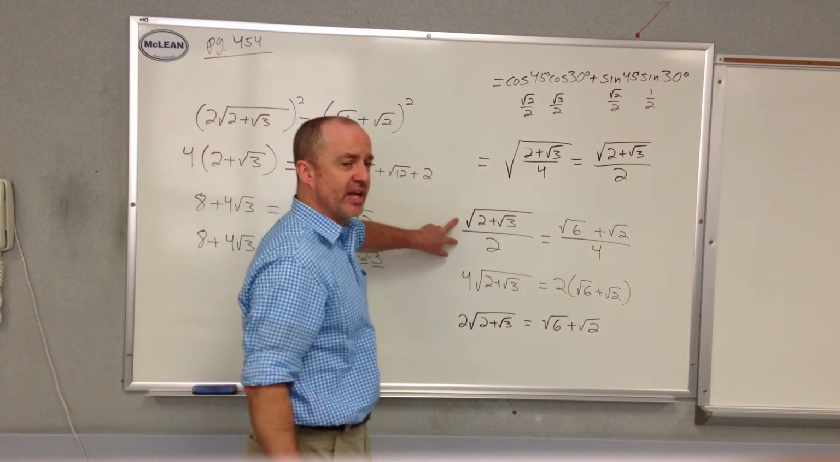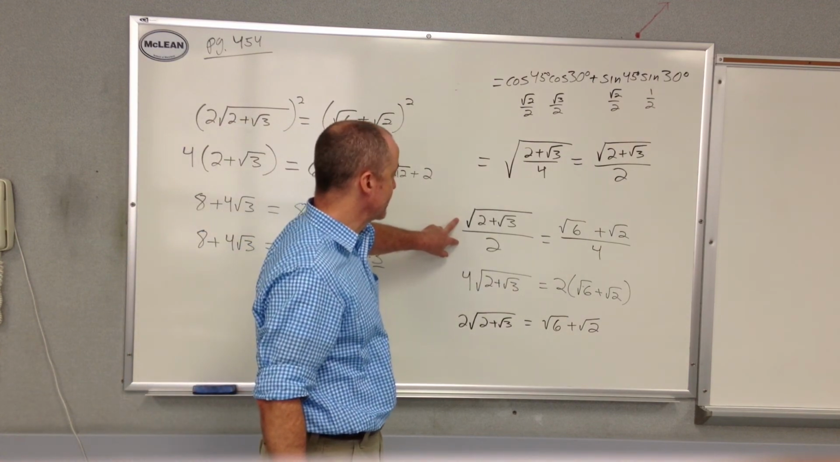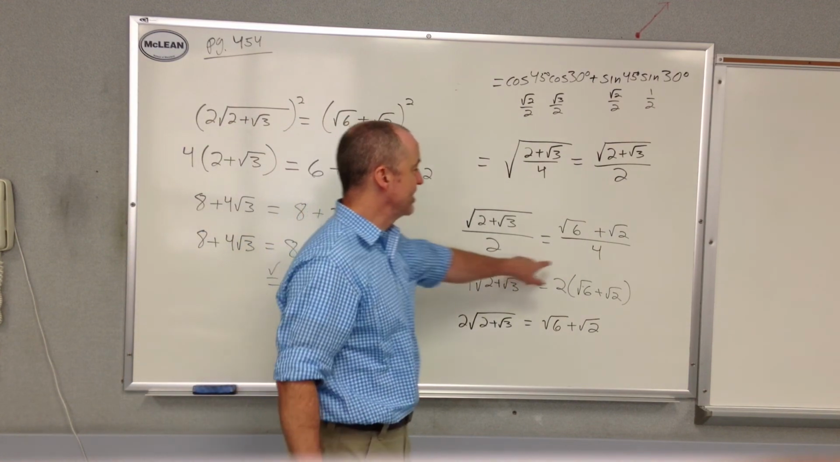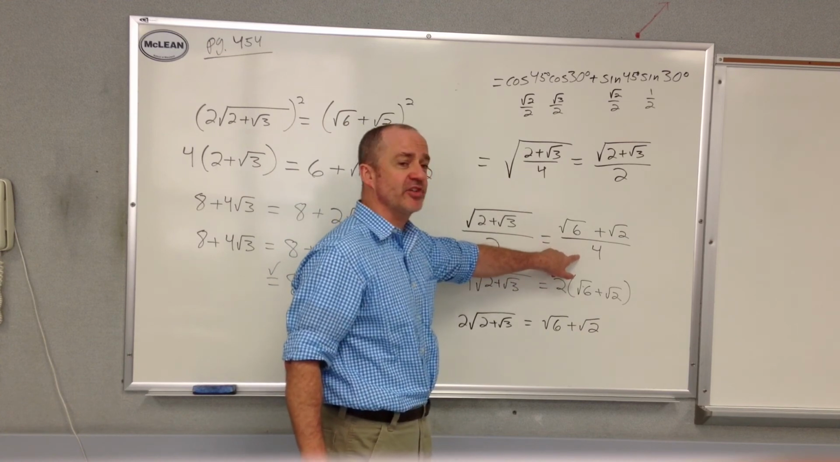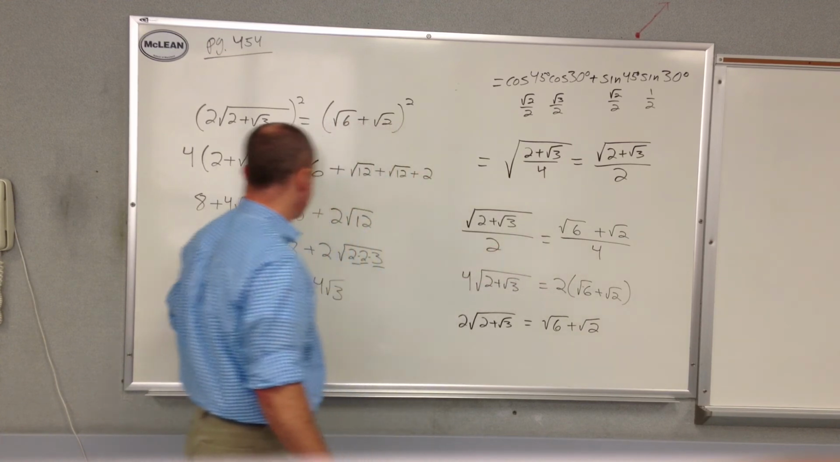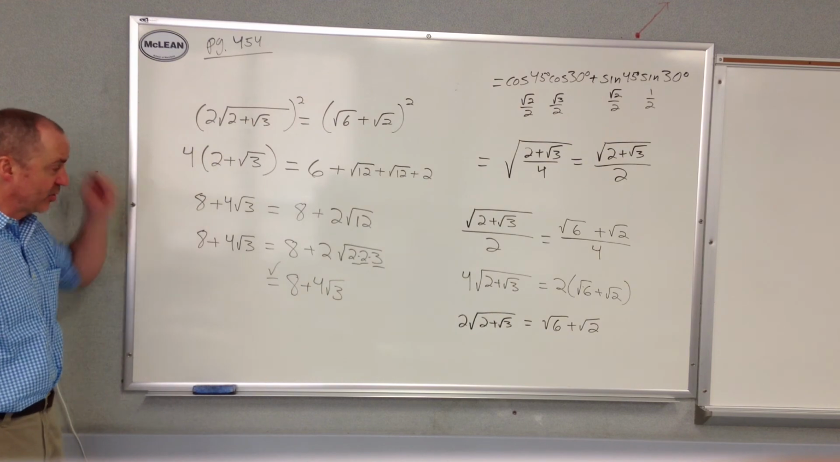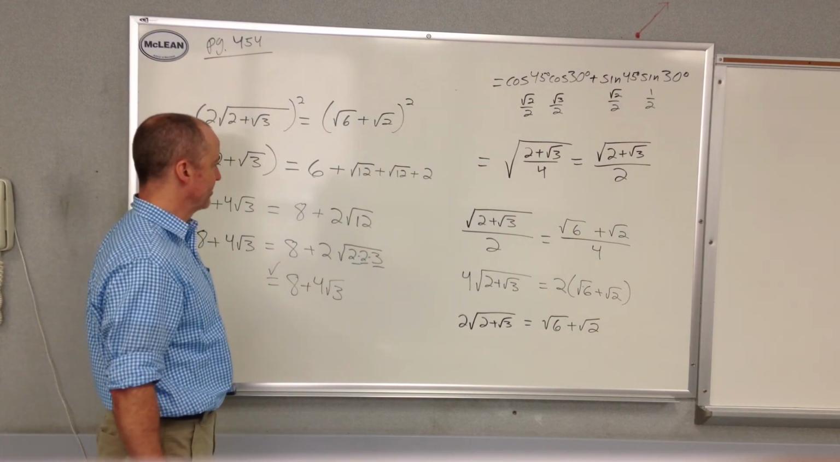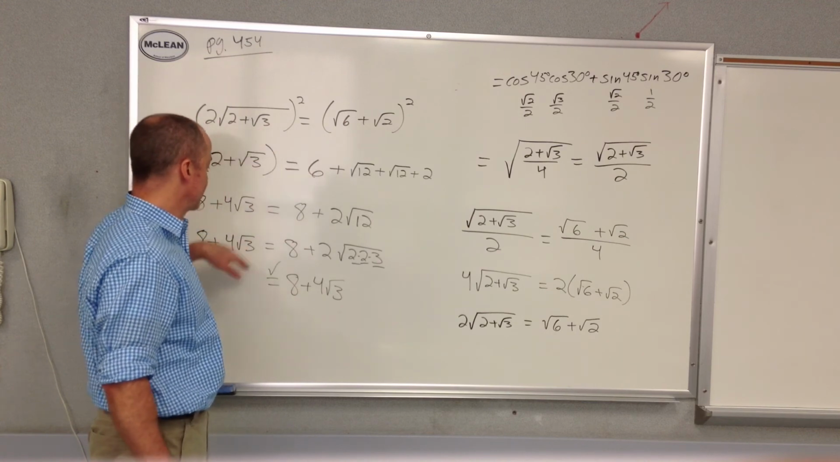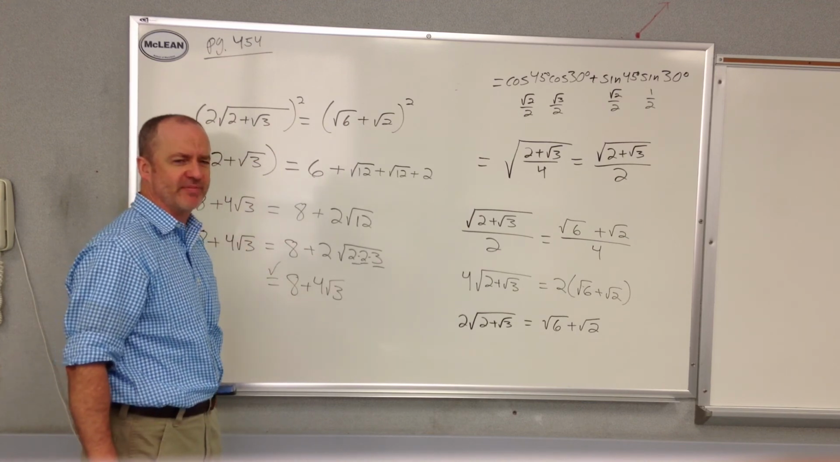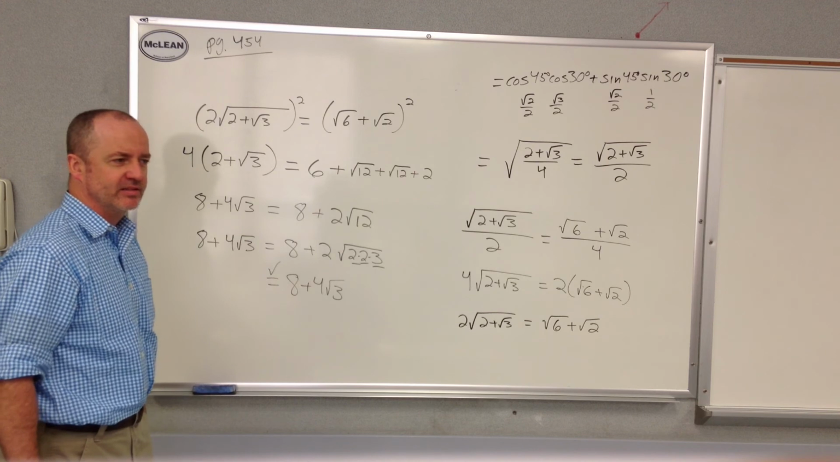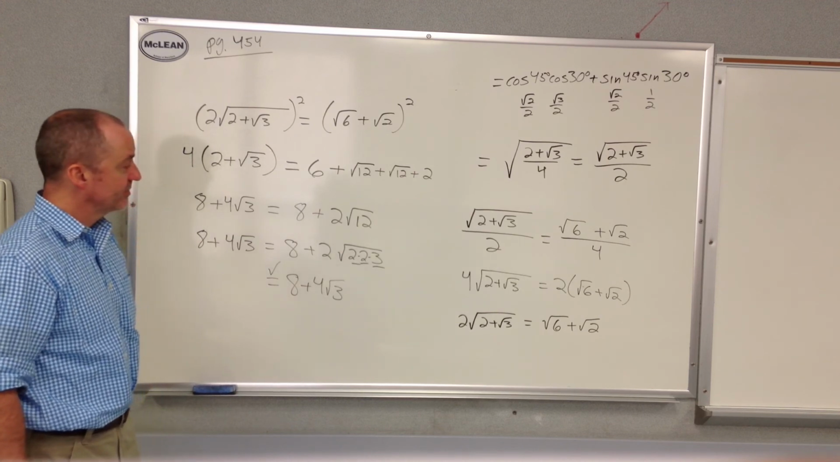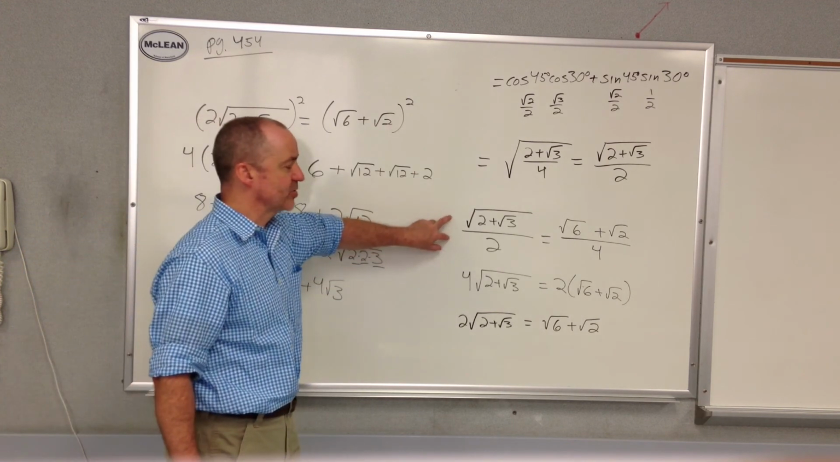So this answer we got from cosine 15 degrees with the half angle identity, and this answer we got with the sum and difference identity are exactly the same. They're both 8 plus 4 root 3 in simplest form. Or no, they're not actually both 8 plus 4 root 3, but if you square them both, you get 8 plus 4 root 3. Sorry, I'm not saying it well today. So we did prove that these two things were the same.